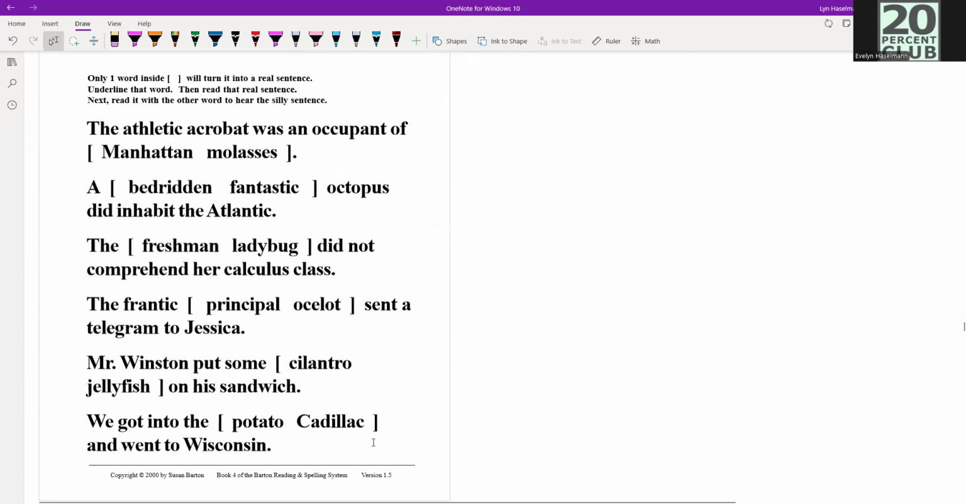And for the last one, only one word inside will turn this into a real sentence. Underline that word, then read the sentence. So the athletic acrobat was an occupant of Manhattan. A fantastic octopus did inhabit the Atlantic. The freshman did not comprehend our calculus class. The frantic principal sent a telegram to Jessica. Mr. Winston put some cilantro on his sandwich. And we got into the Cadillac and went to Wisconsin.